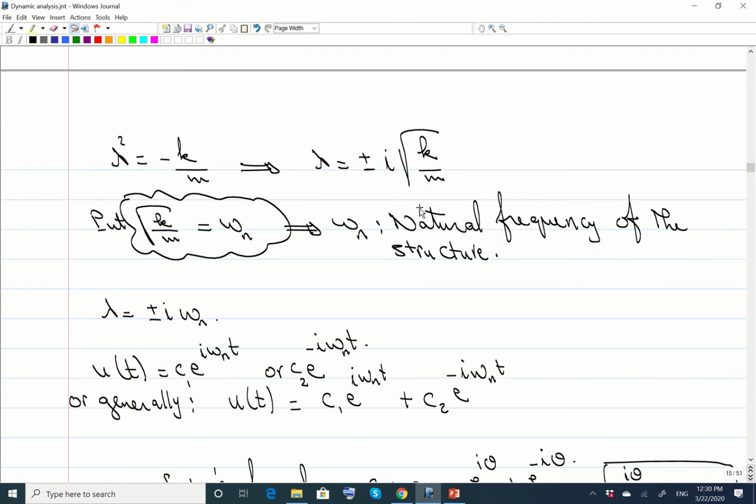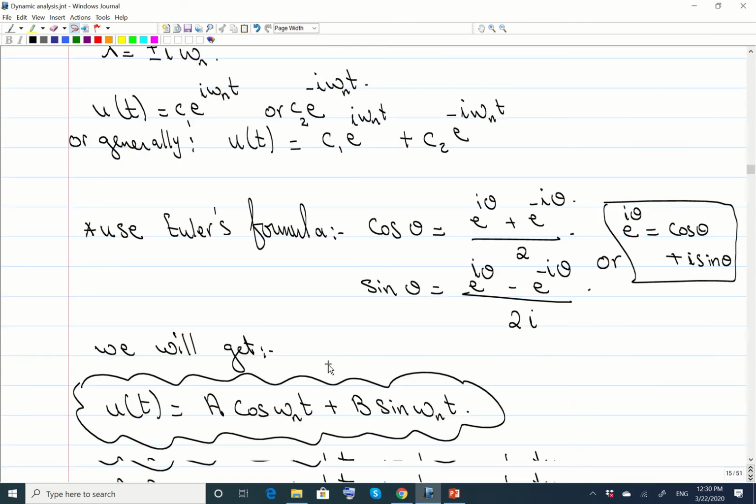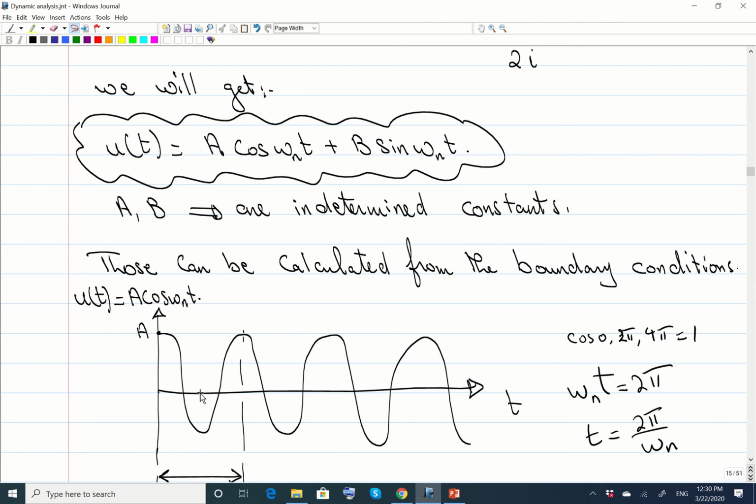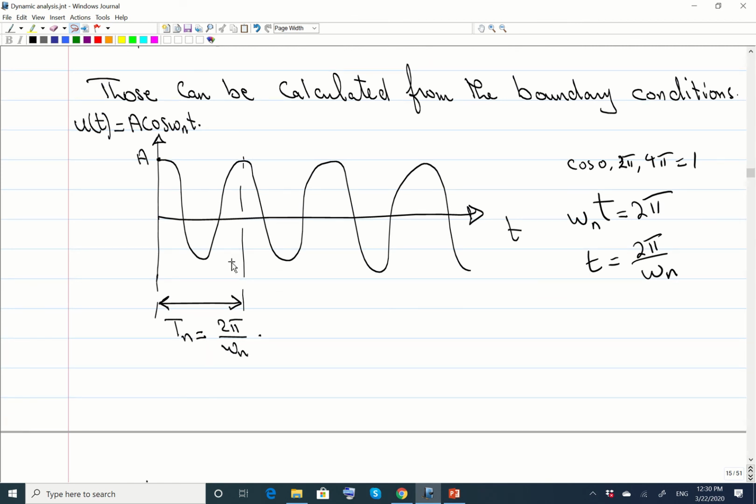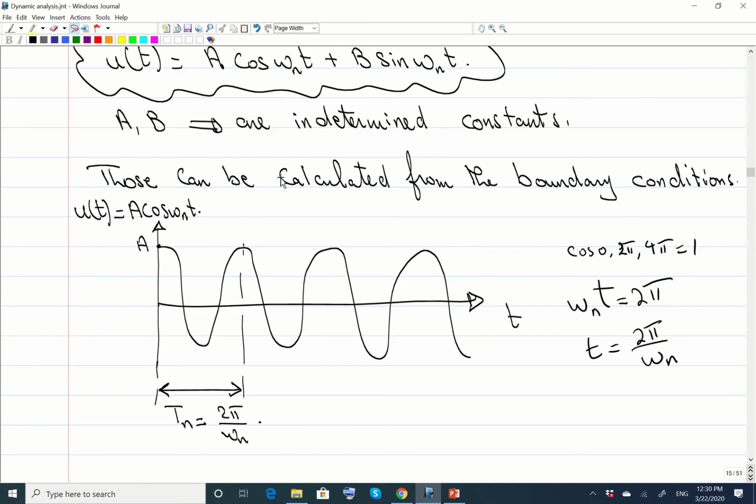I hope everyone understands why we call omega n the natural frequency of the structure. This is the frequency of the vibration, and the natural period Tn is 2 pi divided by omega n. So once you know omega n, you can find Tn, or once you know Tn, you can find omega n. I can represent the natural frequency of the structure using either of those two quantities, Tn or omega n. This is the first part of the equation.